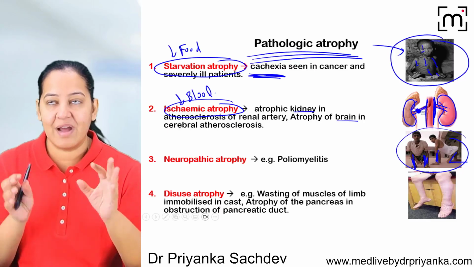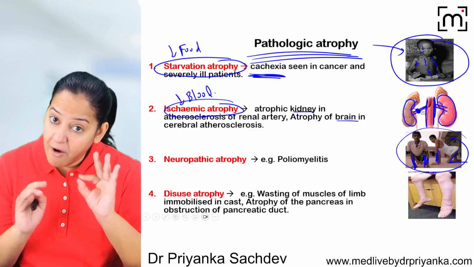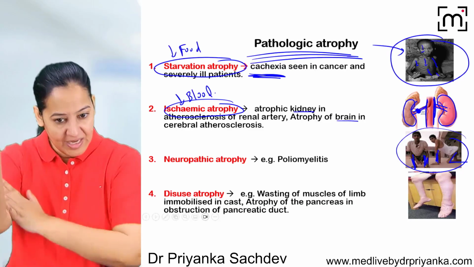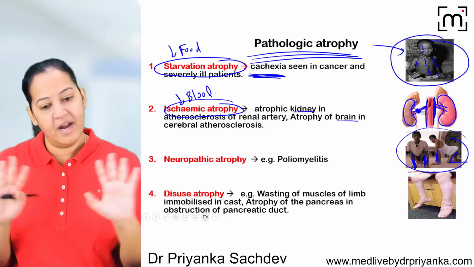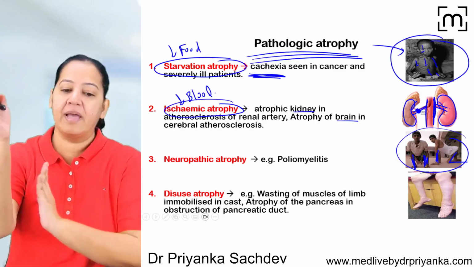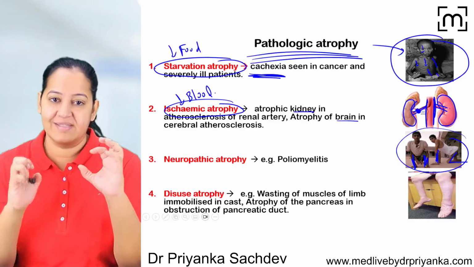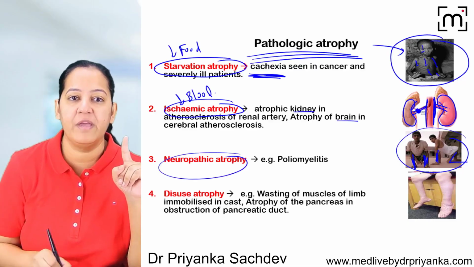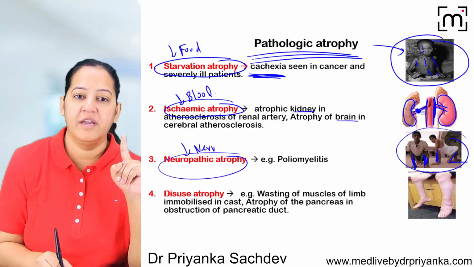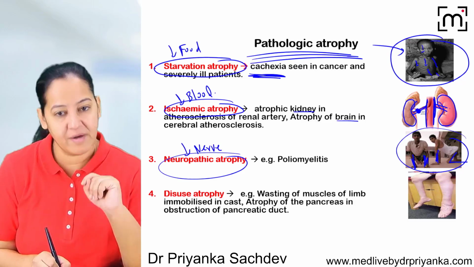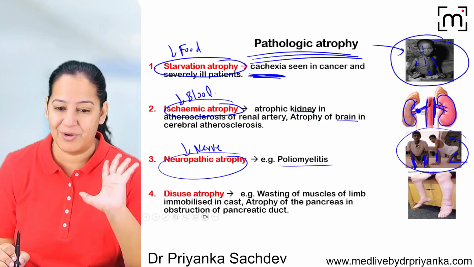Polio is a virus that attacks the nerves, that damages the nerves supplying the muscles. The muscles of the limbs, upper and lower limb, are normal, but the nerves supplying the muscles get damaged by the virus. That's why the organ is shrunk in size. It is neuropathic atrophy. It is due to deprivation of nerve. Here the proper nerve supply is not there. The best example is polio.